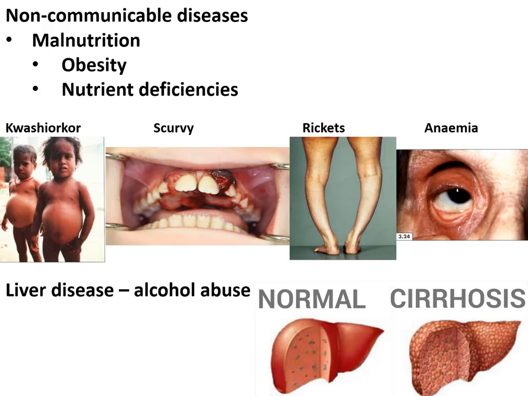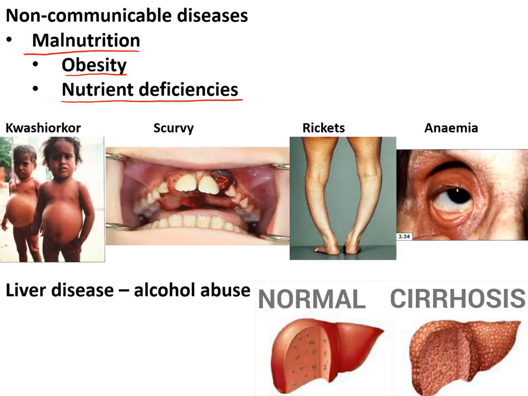One class of non-communicable diseases is called malnutrition. Malnutrition involves getting too much or too little of certain nutrients in your diet. So the first type is obesity. Obesity is caused by getting too much fat and or carbohydrates in your diet. And the other type is called nutrient deficiencies. These are diseases caused by getting too little of specific nutrients in the diet.